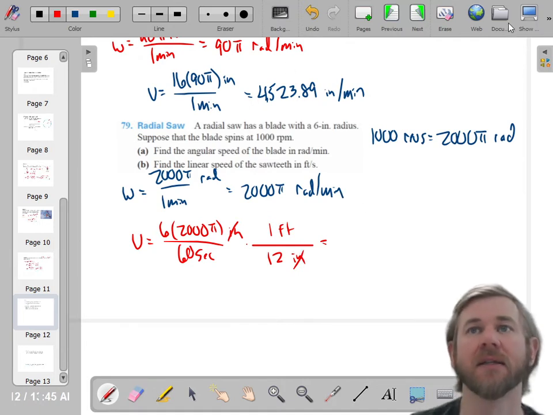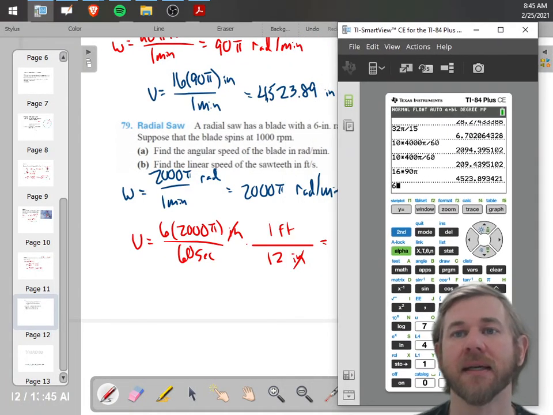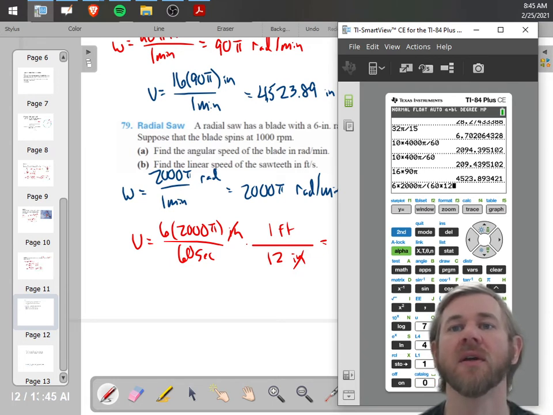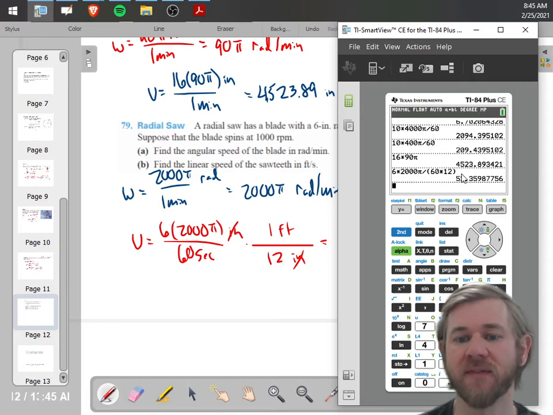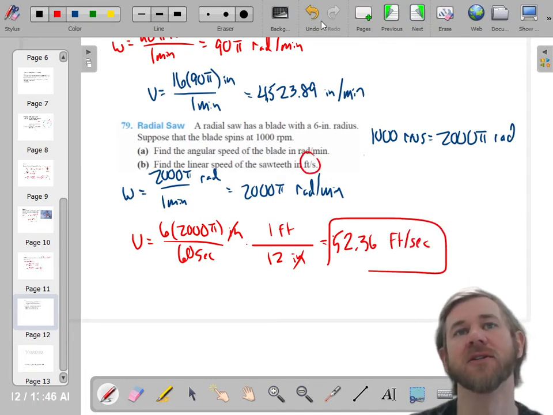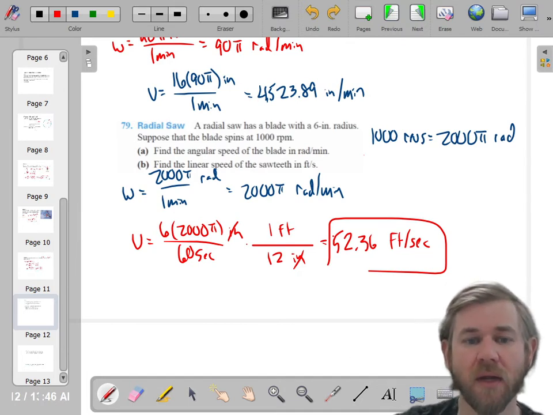So to type that in, got to bring my calculator up, and I will now say 6 times 2,000 pi divided by, now in the denominator you have a multiplication that has to happen, so make sure you put parentheses, 60 times 12. And that gives me 52.36, and that's feet per second. So you do need to be careful. If I give you different units, make sure you convert them if you're asked to convert them. Couple more.